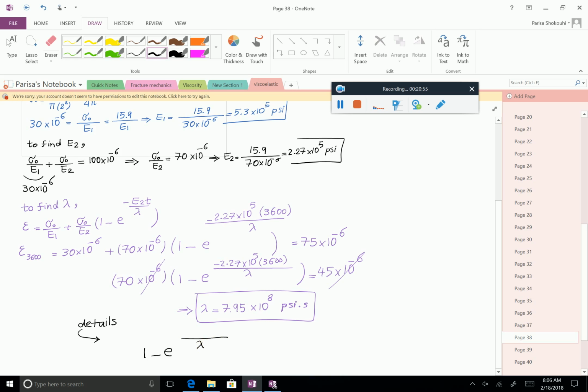So we can calculate the numbers. This is 8.17 E8, and basically this is equal to 45 over 70, which is 0.64 about.